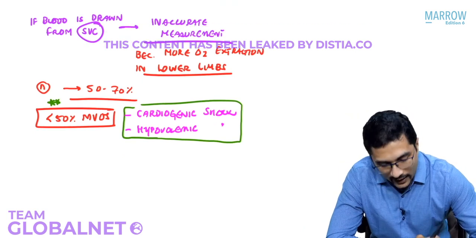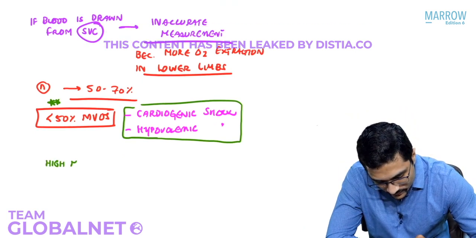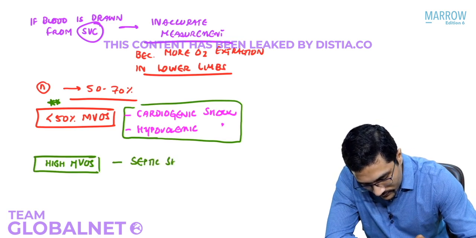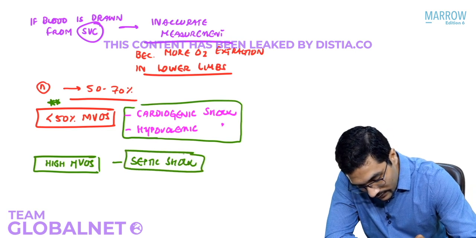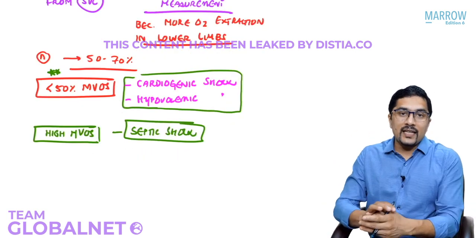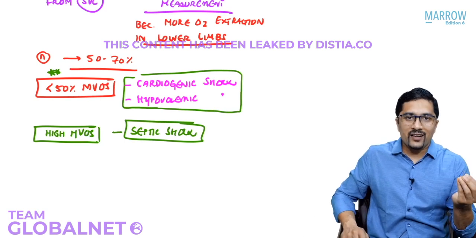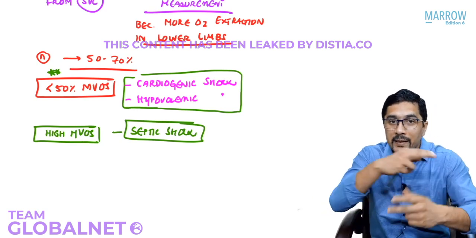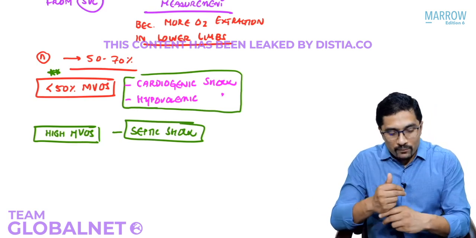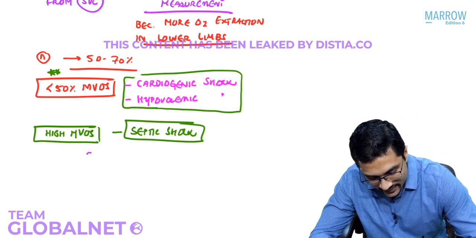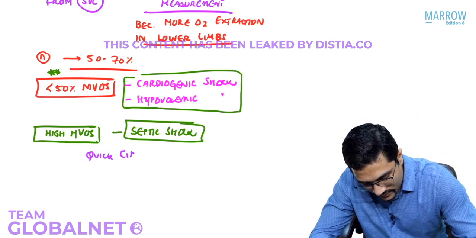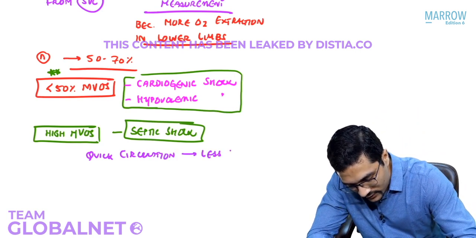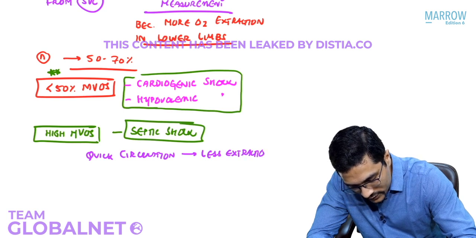Now, where can we get high MVOS? It will be seen in patients with septic shock. Why septic shock? We are going to discuss septic shock later. The warm phase of septic shock is a hyperdynamic phase, right? Because there is a hyperdynamic phase, there is quick circulation, and this leads to less extraction of oxygen.